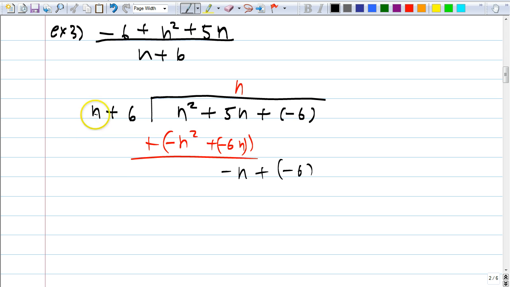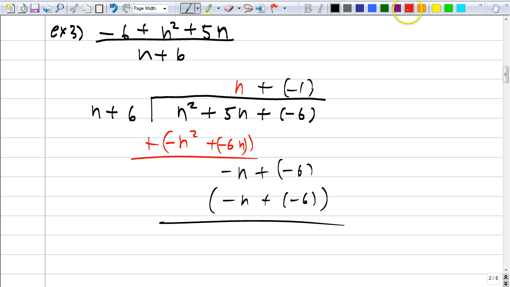Now I'm looking at n and negative n. Between these terms on the top, it's always addition. What do I need to multiply n by so that it becomes negative n? Yes, sir. Negative 1 is what I need. Can I put 1? No, then they won't cancel out. So I need to multiply n by negative 1 so that it equals the same thing I had up here. So I get negative n plus negative 6. And of course, I'll be subtracting these. So therefore, when I do this, subtracting is really adding the opposite.